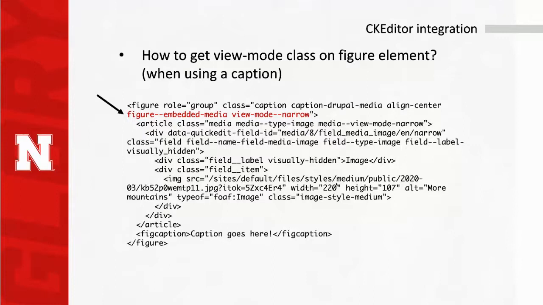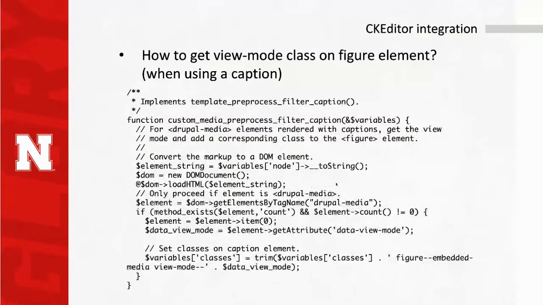How do we do that? This is the only code-heavy slide in the entire presentation. We're going to use template preprocess filter caption, and you can look at this later on the slides. Basically, we're parsing out the view mode, then adding it as an attribute, and that's something you would need if you wanted to do that.